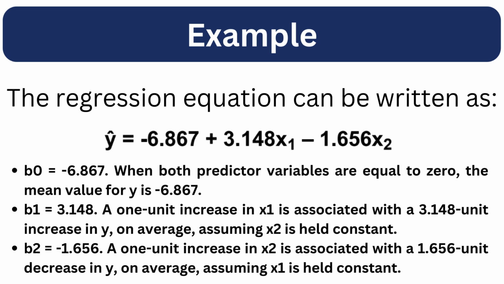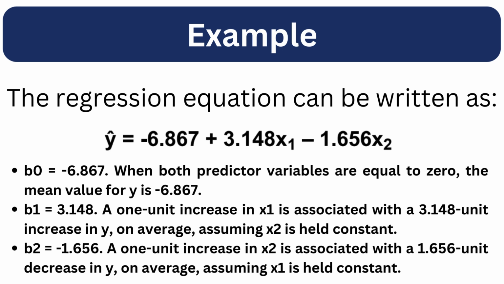Let's interpret these coefficients. When both independent variables are equal to 0, the mean value of y is minus 6.86, which is our intercept. We can interpret the first slope as a 1 unit increase in x1 is associated with 3.14 units increase in y on average, assuming that x2 is held constant. Similarly, we can interpret the second coefficient, which is negative. A 1 unit increase in x2 is associated with 1.65 units decrease in y on average, assuming that x1 is held constant.